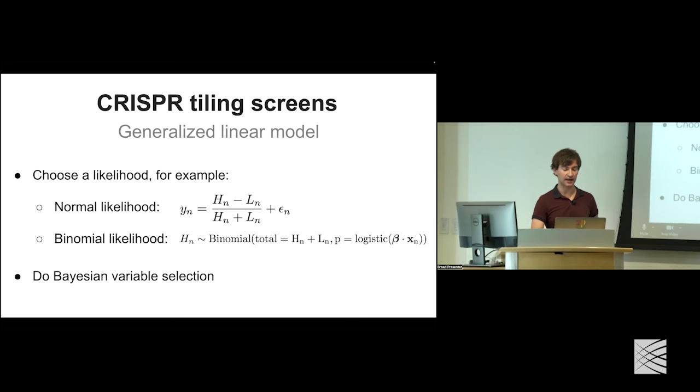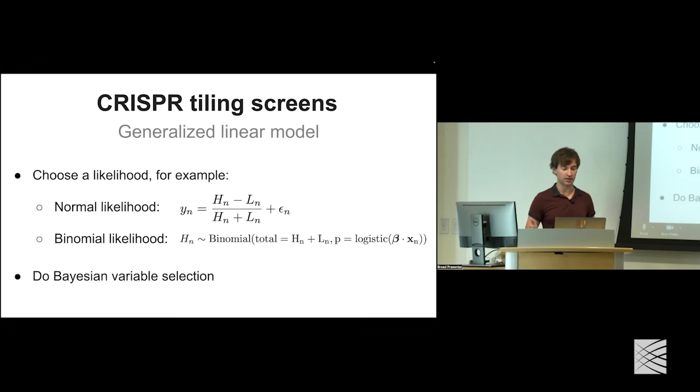But the point is, at the end of the day, we've set our data representation up so that this is a generalized linear regression model. And once we've done that, we can do Bayesian variable selection. And the reason Bayesian variable selection might be attractive in this setting is that a priori, we're looking at this relatively large genomic region. Maybe it's 400 nucleotides in length.